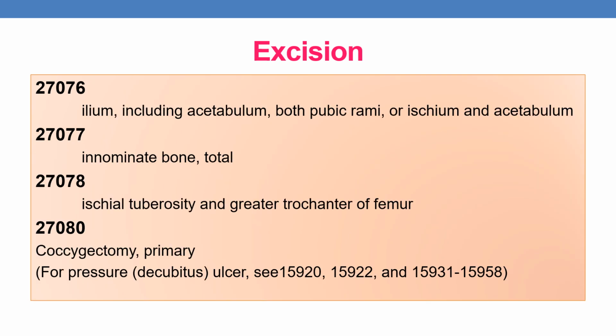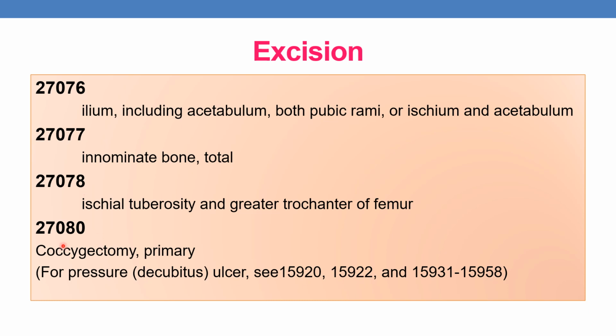The next CPT is 27076. It deals with radical resection of tumor. Here it is ilium including acetabulum, both pubic rami or ischium and acetabulum. If it is innominate bone, for the radical resection of tumor, innominate bone total, the CPT is 27077. And for radical resection of tumor, ischial tuberosity and greater trochanter of femur, the CPT is 27078.